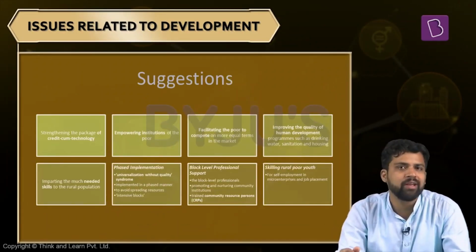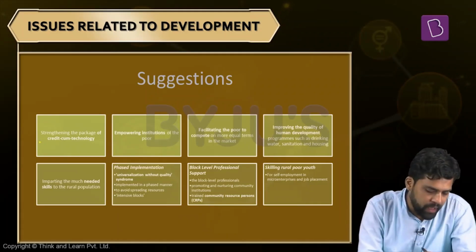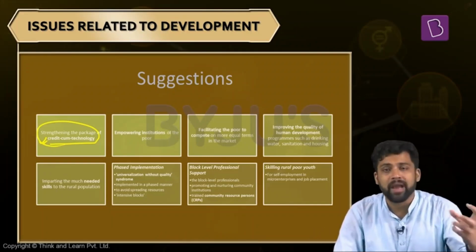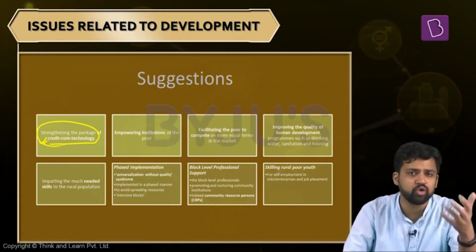So what can be some ways by which we can improve this particular policy which provides livelihood to so many people? We need to have a better credit cum technology package. We need to provide them credit, the bank linkage program, the SHG bank linkage program. We need to make it stronger. We need to improve the rapport between bank officials and NGOs which promote SHGs. Bankers should be given some sensitization programs.